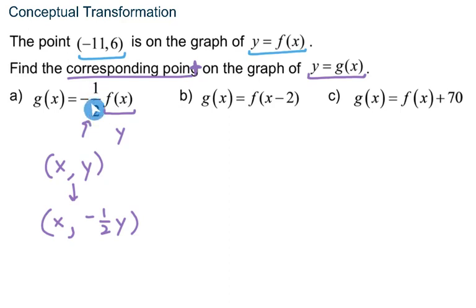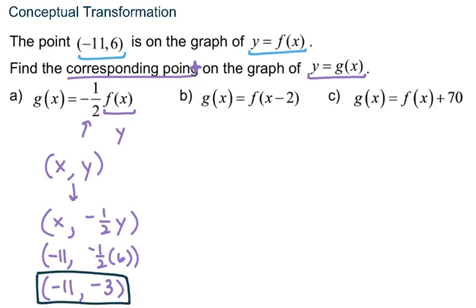You can see it is multiplied and it's on the outside of the grouping mechanism, or essentially just -1/2 times f of x, which is times y. So we take our xy ordered pair, (-11, 6), and we're going to take that 6 and multiply it by -1/2. My answer for the transformed ordered pair is going to be (-11, -3). The x value doesn't change at all, and the y value, 6, multiplied by -1/2 is -3. So this would be the solution for that first transformation in A.